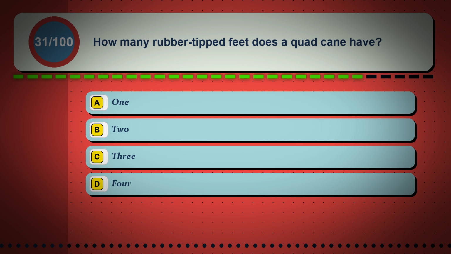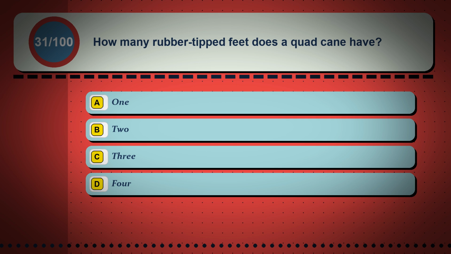Question 31. How many rubber-tipped feet does a quad cane have? Option A. 1. Option B. 2. Option C. 3. Option D. 4.